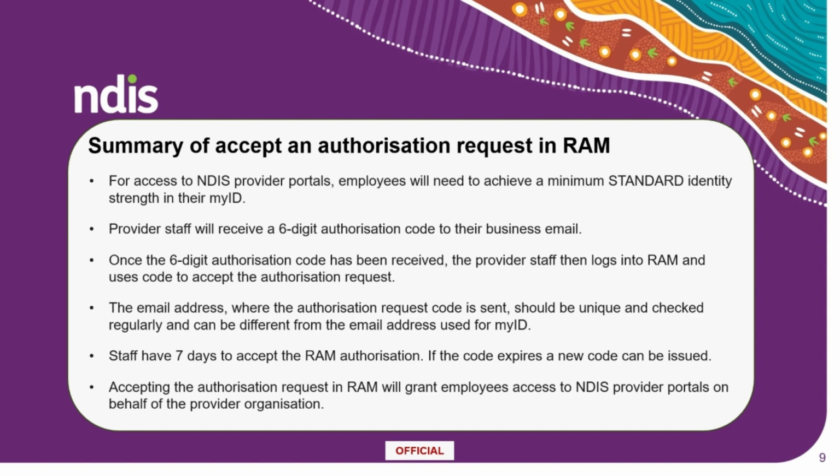The email address the code is sent to should be unique and checked regularly and can be different to the email address used for myID. The authorization code is valid for 7 days. A new code can be issued if the code expires before the staff member accepts the request. Once the request is accepted, the staff member will be able to access the NDIS provider portals on behalf of the provider organization.